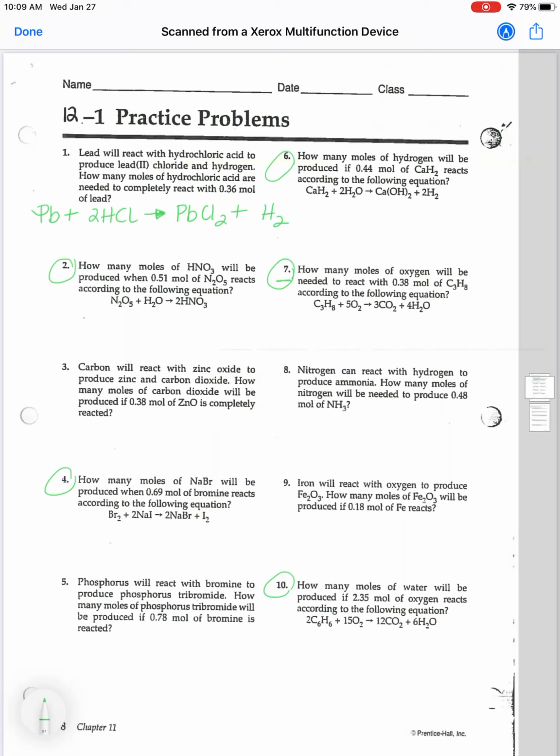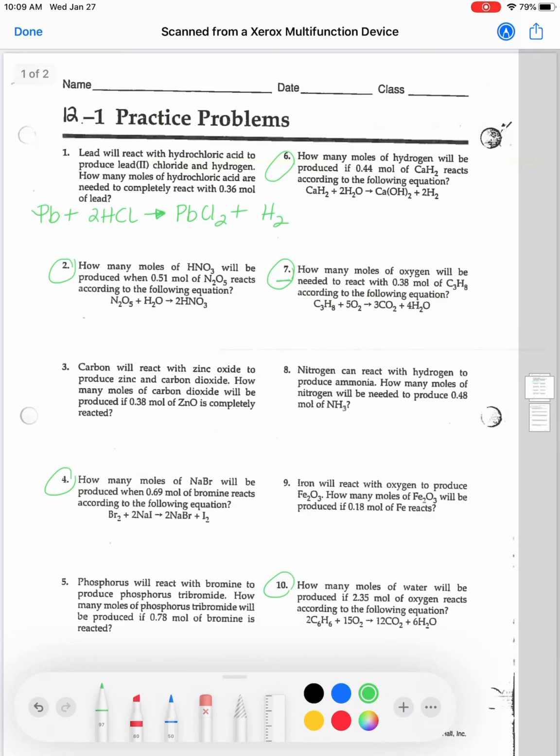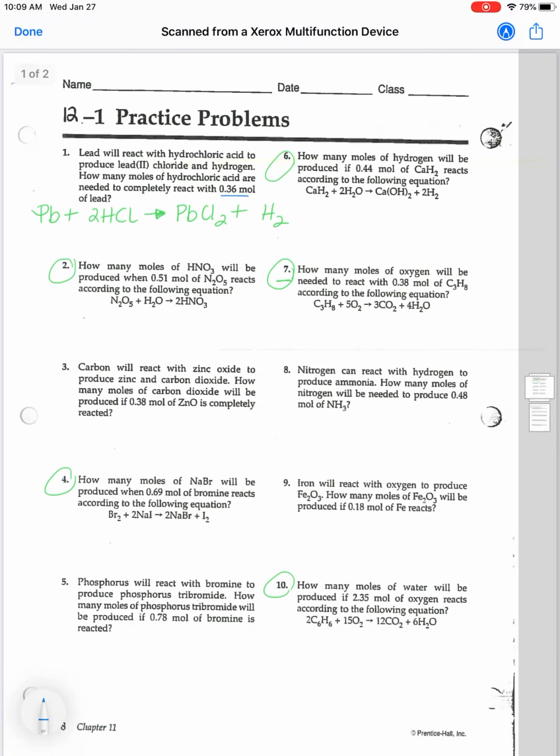All right, so we start with the balanced equation, then we write down the number and unit that they are given. Let me switch colors here. So they say 0.36 moles of lead. So I'm going to write 0.36 moles of Pb, moles of lead.